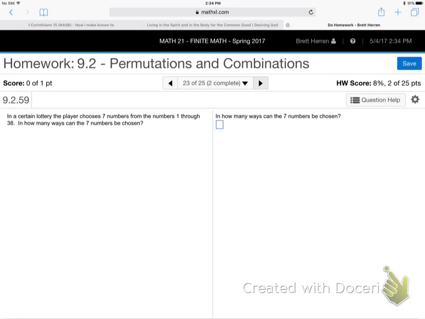All right. So, a certain lottery, the player chooses 7 numbers from the numbers 1 through 38. How many ways? Yeah, we'll do the lottery thing here. A certain lottery, 7 numbers from 1 through 38. How many ways can the 7 numbers be chosen?